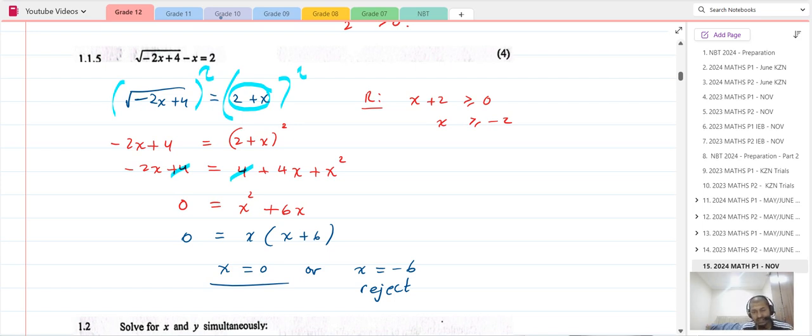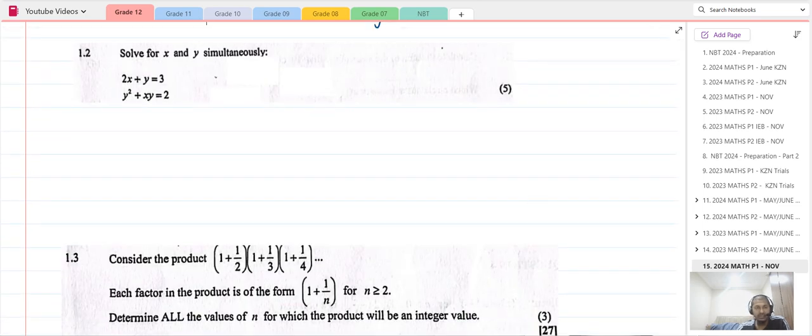Let's take negative 6 and put it into the original function. Square root of negative 2 times negative 6, which is 12 plus 4, 16, square root of 16 is 4. 4 minus 6 is 10. Is 10 equal to 2? No, so reject. But if you substitute 0, you should get square root of 4, which is 2. 2 is equal to 2. Perfect. So x is equal to 0 only.